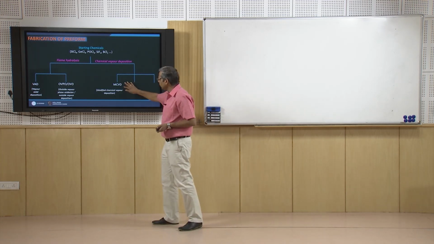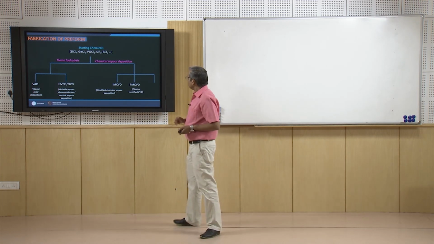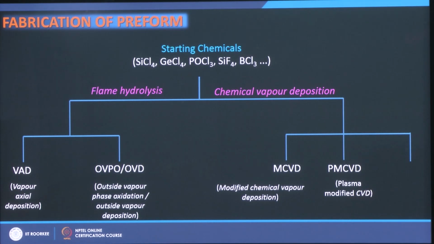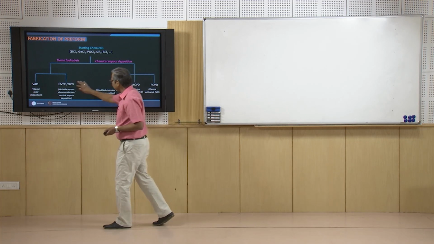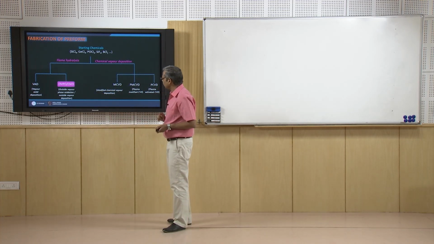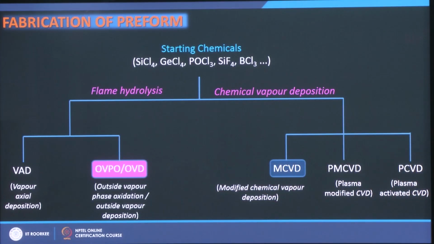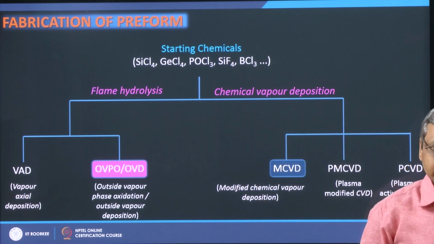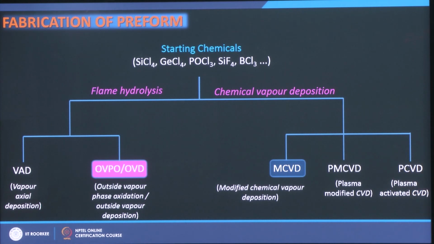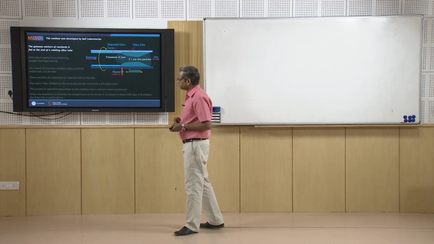In the chemical vapor deposition route, you can have three possible techniques. One is MCVD, modified chemical vapor deposition. Another is plasma modified CVD or PMCVD, or plasma activated CVD or PCVD. Out of these techniques, the two most popular are OVD and MCVD. So in this lecture we will understand these two techniques of making fiber preform. Let us first look at the MCVD technique.